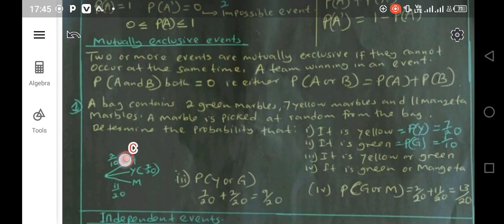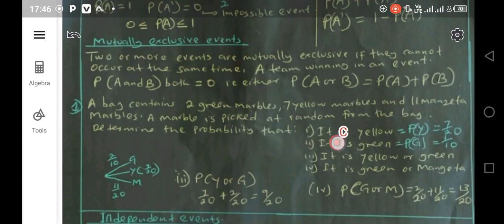Now, what is the probability of picking a green? We are going to say 2 over 20. What is the probability of picking a yellow marble? We can have 7 yellow marbles, so the probability of picking yellow is 7 over 20. The probability of picking 1 magenta marble from that bag is 11 over 20.